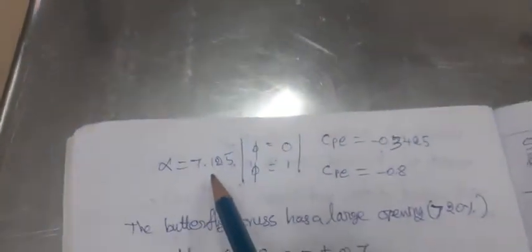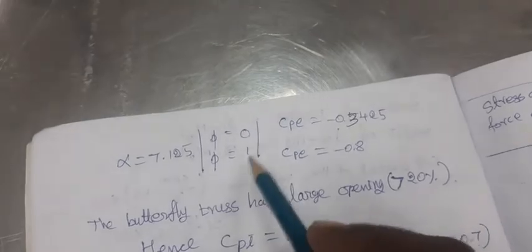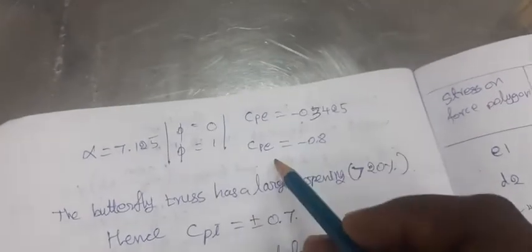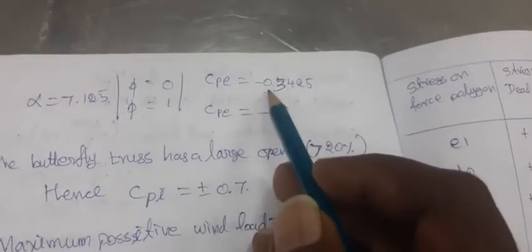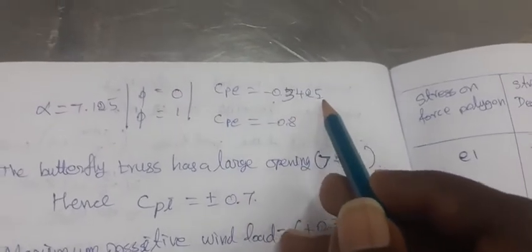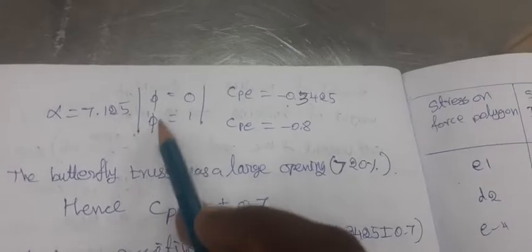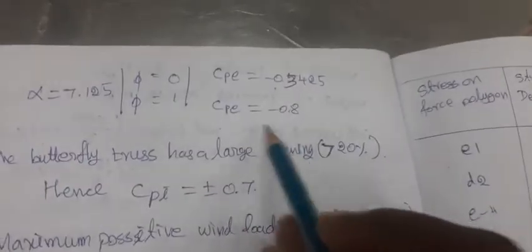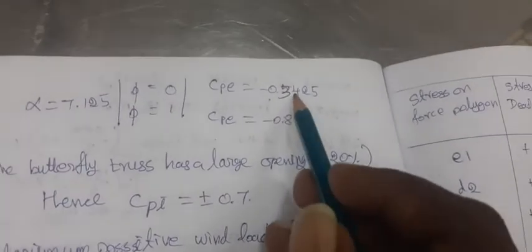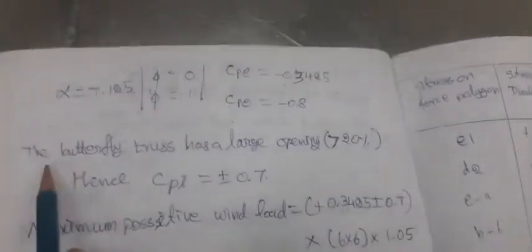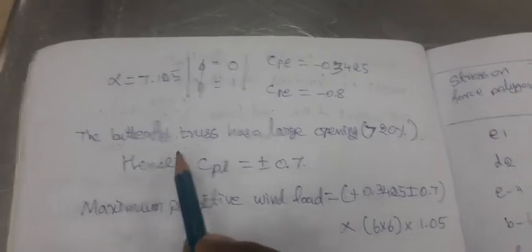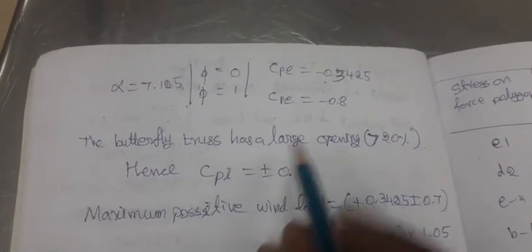So for this type of solidity factor, for alpha value 7.125, it can have 0 and 1. So we have two types of external pressures. One is 0.3425, already we know. The other one is for phi value of 1. So its value comes to 0.8. We will use both of these later. So for a butterfly truss that has a large opening.